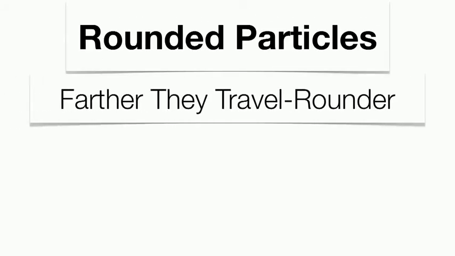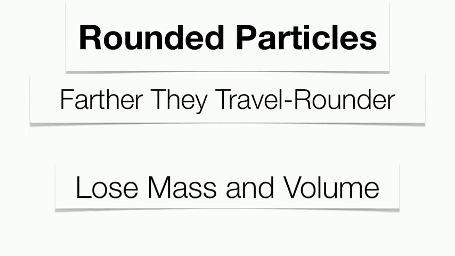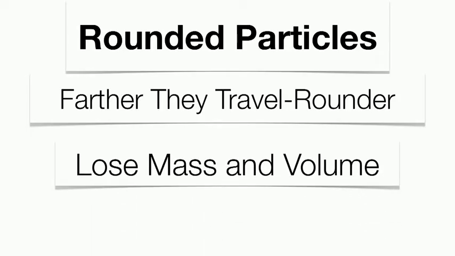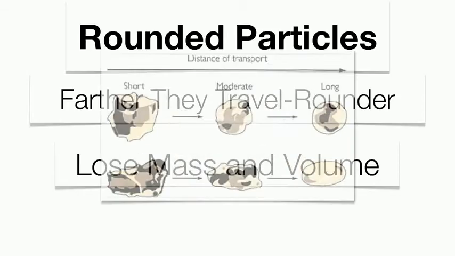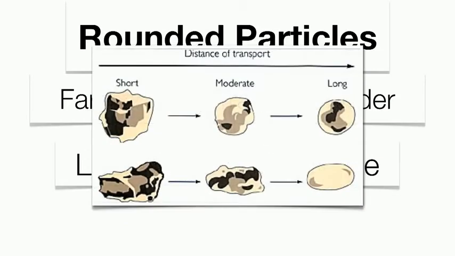Now, particles tend to get rounded the farther they travel. So those rounded fragments will give you an idea in terms of how far they might have traveled over their lifetime. Now, obviously, these particles are going to lose a little bit of mass and volume because the angled fragments are going to get rounded out. And you can see the particles on the left-hand side of that picture are somewhat angled and really no definitive shape. The longer they travel, the more rounded they become. So you can see the distance of transport is depicted there.